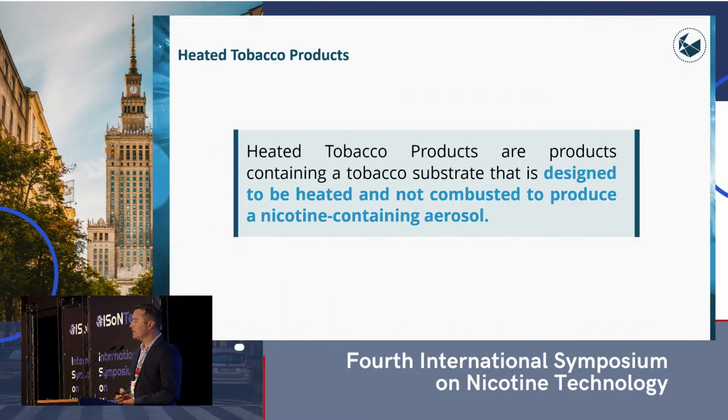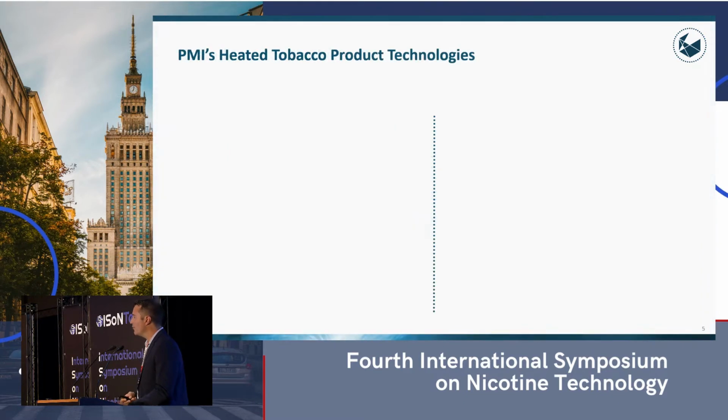So if we start with heated tobacco products, they are products containing a tobacco substrate that is designed to be heated and not combusted to generate a nicotine-containing aerosol that is not smoke. This is what heated tobacco products are in general. And of course, there are many, many different types of technologies one can use to heat tobacco without combusting it. I'm going to go through just very briefly two of the technologies that we have at Philip Morris for our products that we have commercialized in the markets.